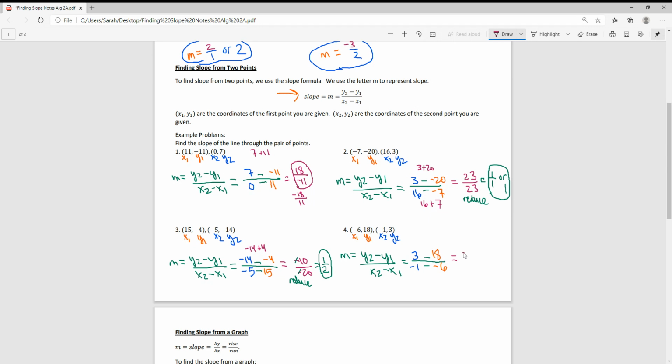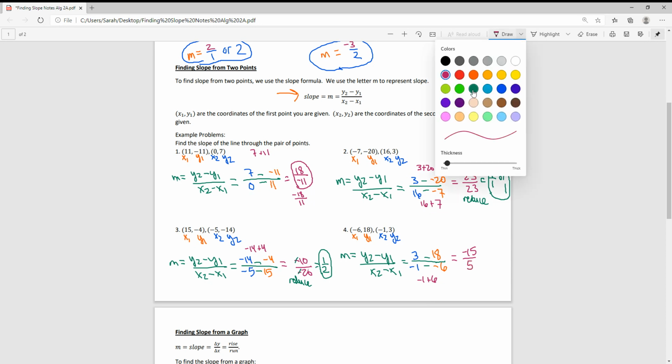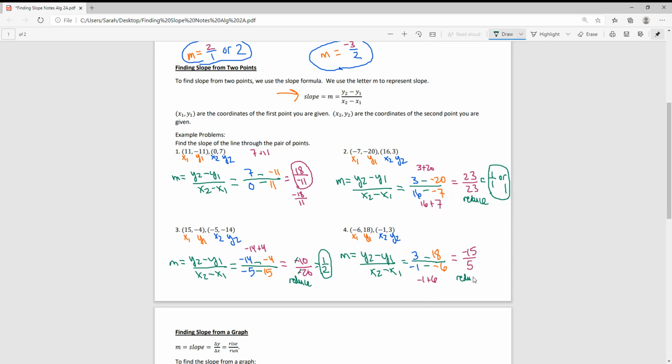3 minus 18 is negative 15. Negative 1 minus negative 6 is like positive 6. So I end up with 5. That can be reduced, so let's do that. I can divide both numbers by 5.